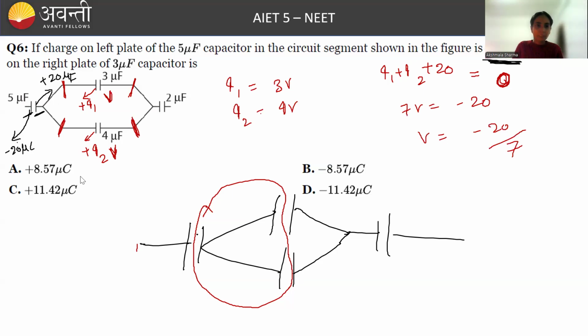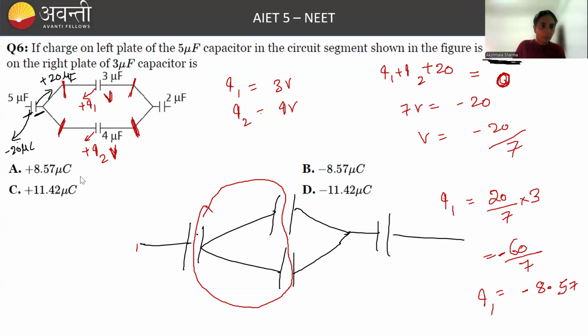We are asked the charge on the right plate of the 3 microfarad capacitor. So V is this, and Q1 is how much? Let's calculate Q1. Q1 is 20 by 7 into 3. If we calculate this, it will become 60 by 7, and with the minus sign, minus 8.57. So this is Q1.